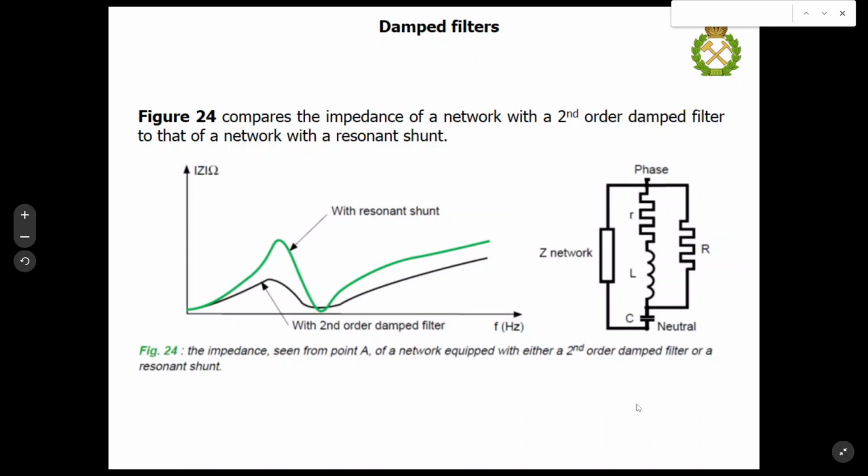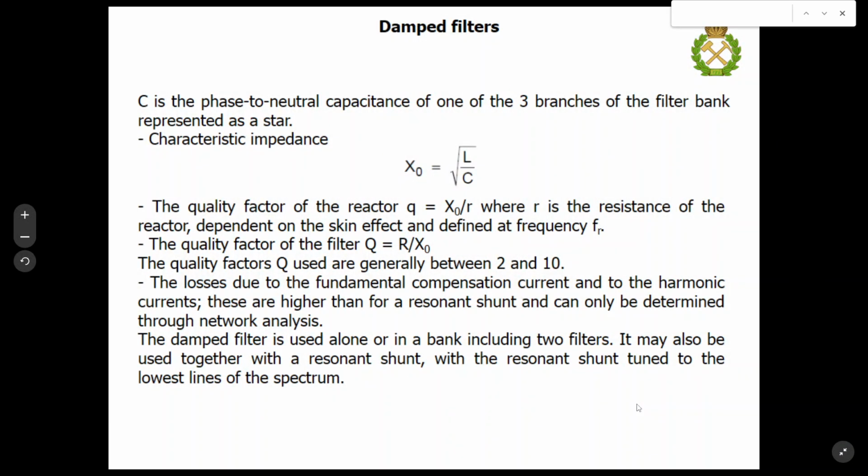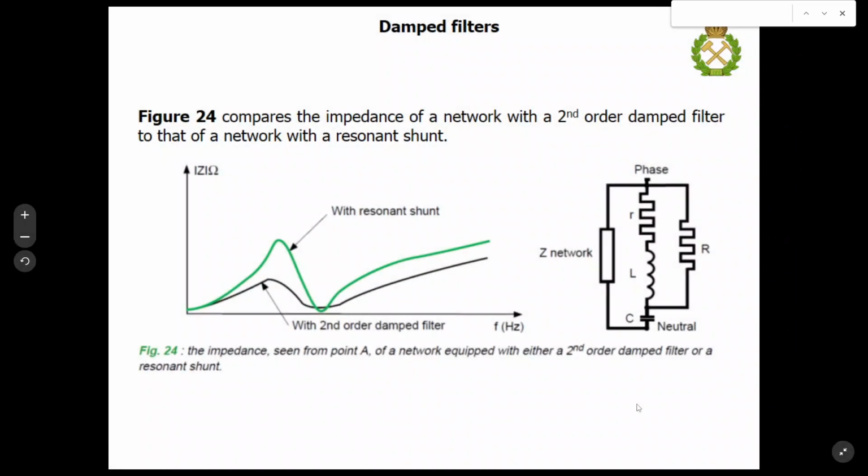And also here you may see the comparison between the initial characteristic and the characteristic with the resonant shunt filter, and with the second order damped filter. You may see that the total impedance is lower than with the resonant shunt filter, which allows us to prevent some anti-resonance conditions that amplify some voltage harmonics because of the very large impedance at some point of power supply systems.